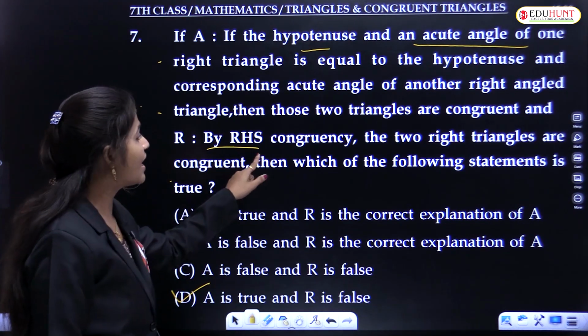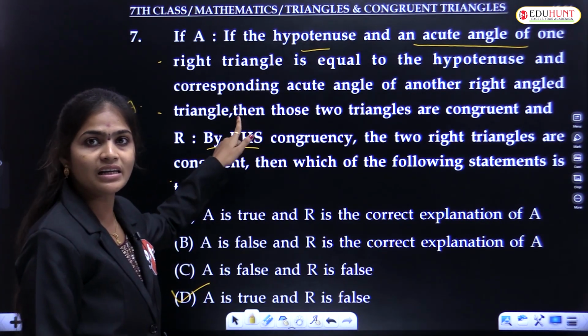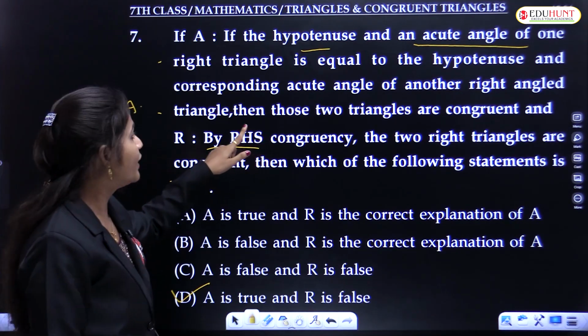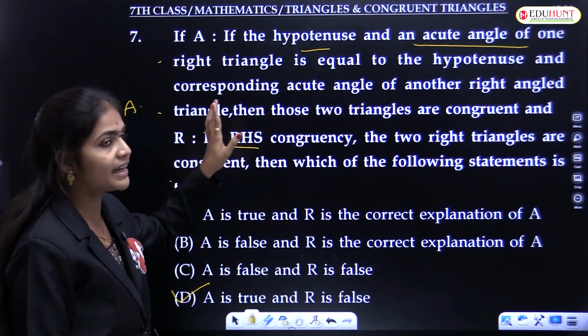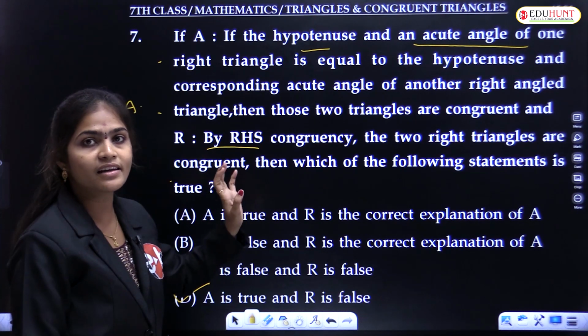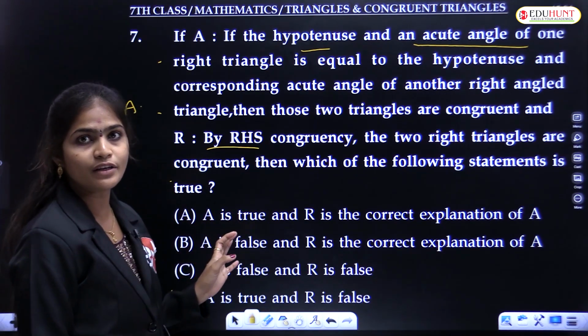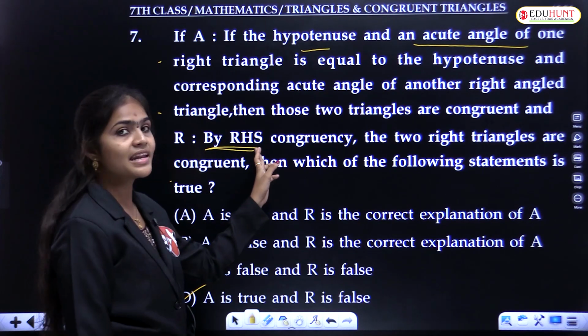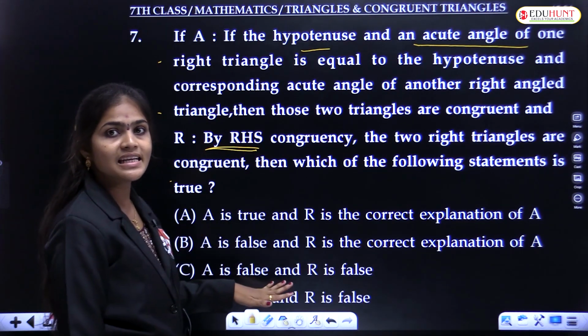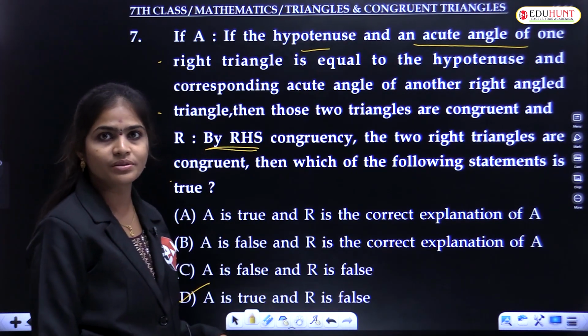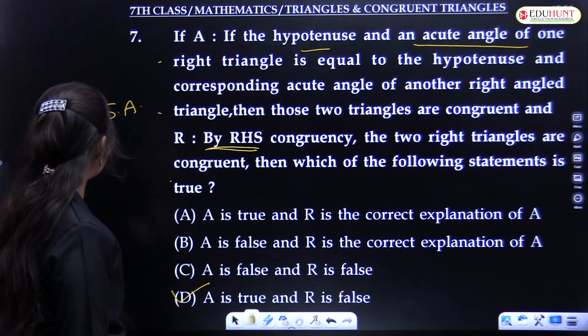Here they given by RHS congruency, but they didn't give that RHS congruency here by using that angle and here side. So side angle side congruency we can use, or angle side angle congruency we can use, but here they given by RHS. So that's why the reason is wrong, assertion is correct. Okay, children, next see that another one.